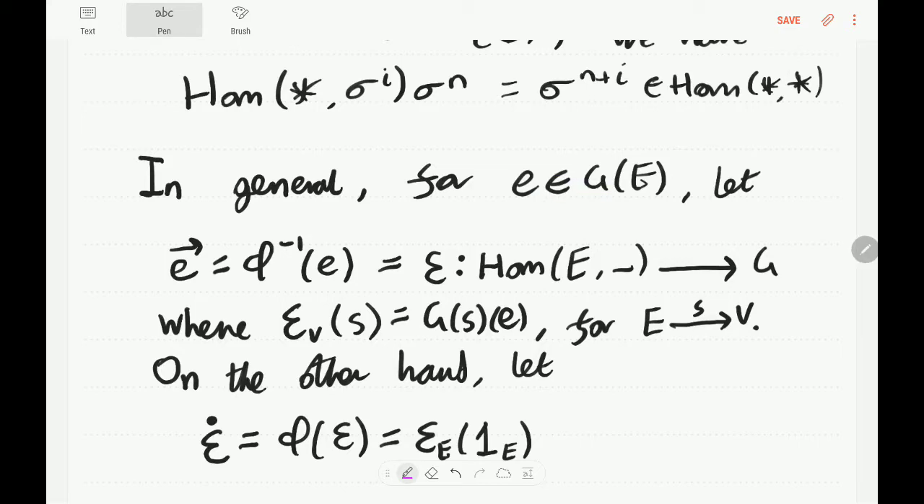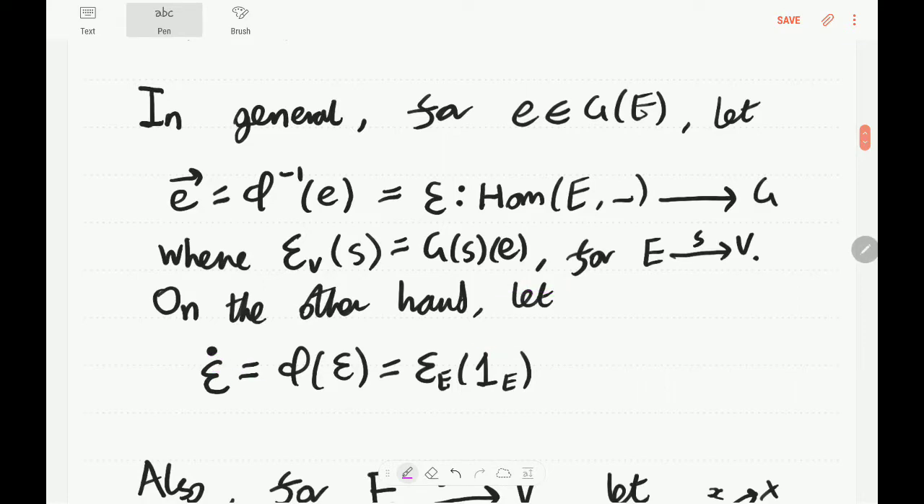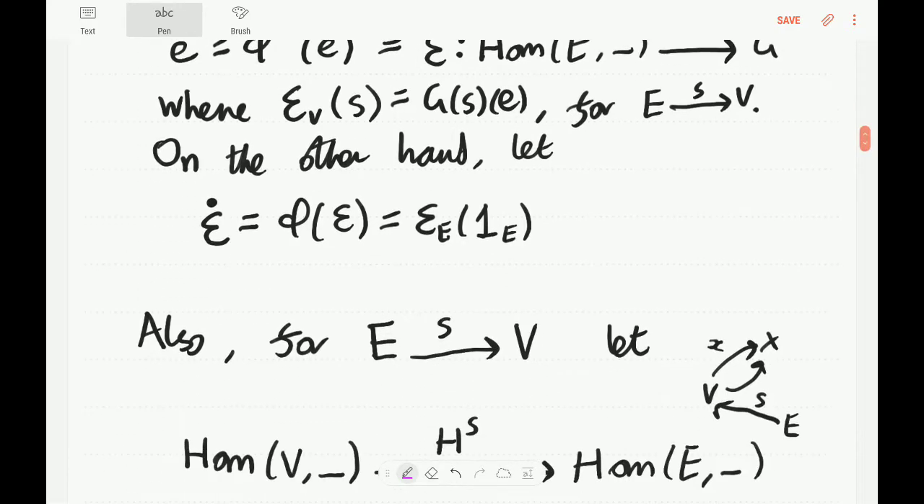So in general, when we're thinking about presheaves, well, not presheaves because we're not using contravariant functors, but when we're thinking about these categories of functors into sets, for an element e of G of E, we write e arrow to denote the natural transformation that e corresponds with under this Yoneda isomorphism, this thing I've been calling epsilon. On the other hand, we let epsilon dot be the e. So that's the element of G of E that this natural transformation corresponds with. We use a dot to get from the natural transformation to the element, and an arrow to get from the element to the natural transformation.